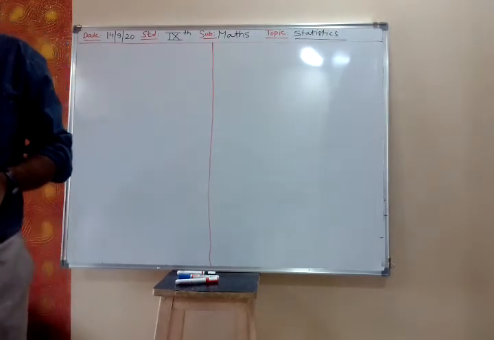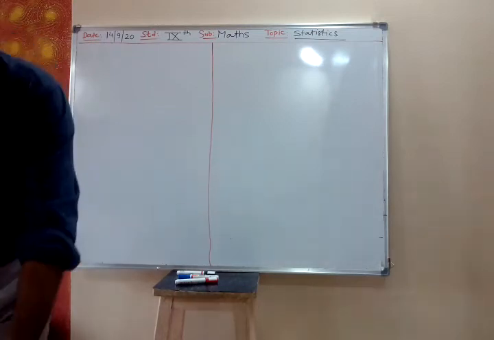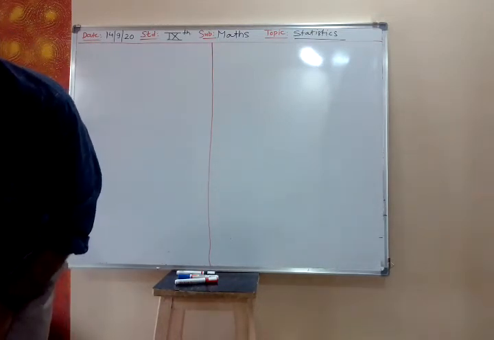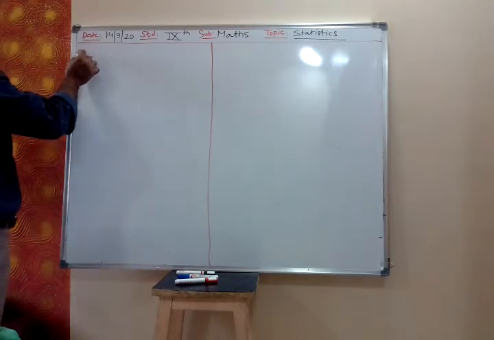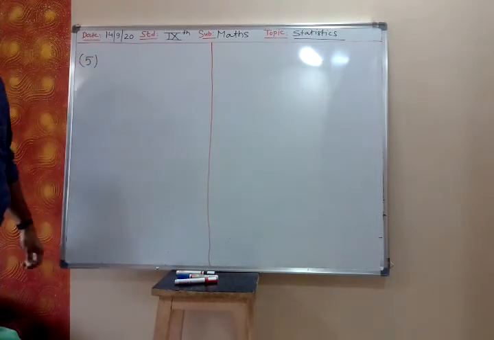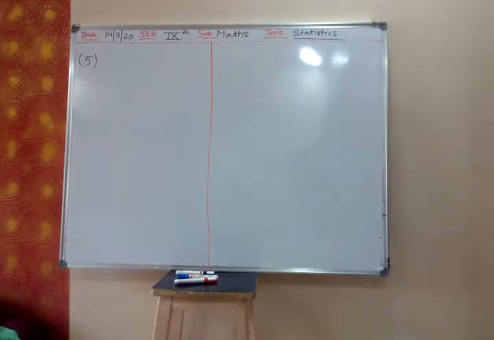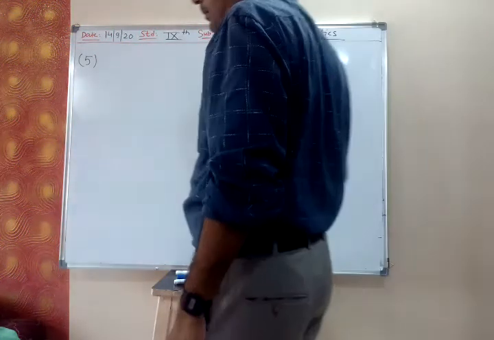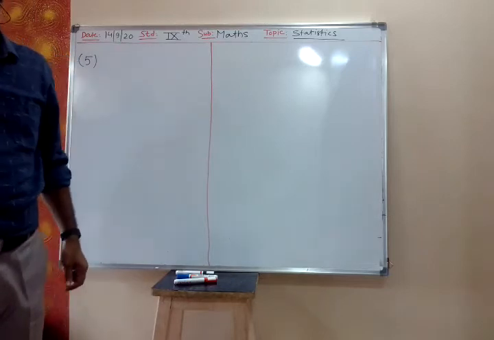Sixth one, find the actual lower class limit. And fifth only I am doing. Find the actual lower class limit, upper class limit, and mid value. Mid value means class mark of the classes.